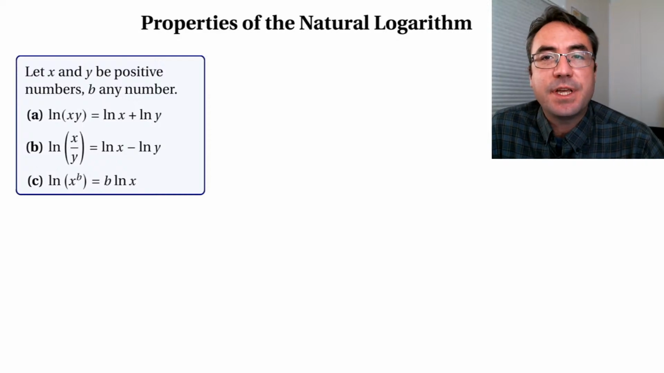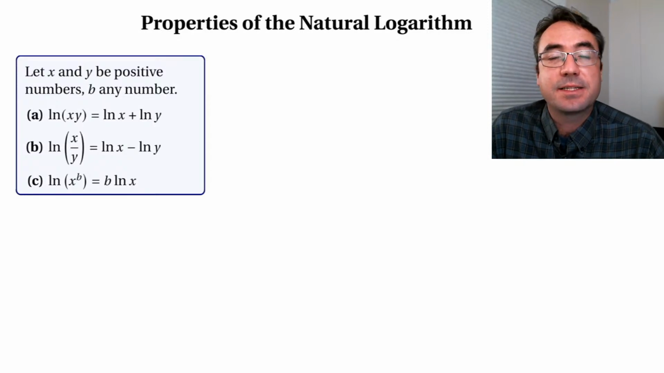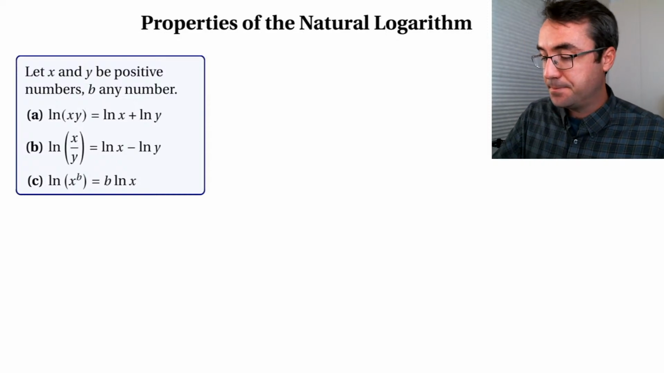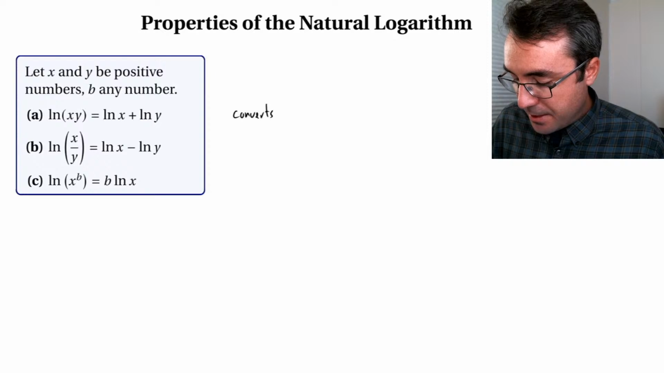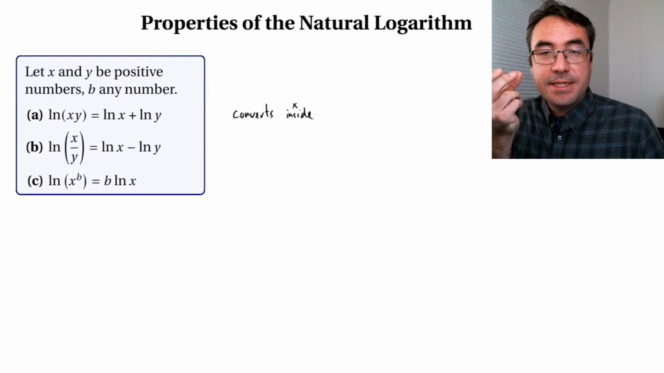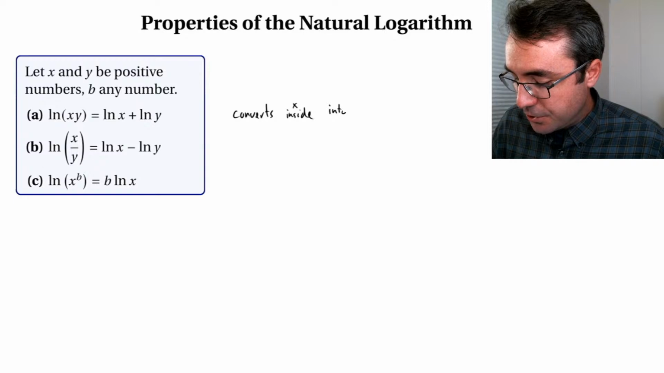So if we have 2 numbers, x and y, and then some other number b, the first property says that the natural log of x times y is equal to the natural log of x plus the natural log of y. So what we can think of this rule as saying is if we have multiplication inside our log function, it converts that multiplication into addition outside of the log function.